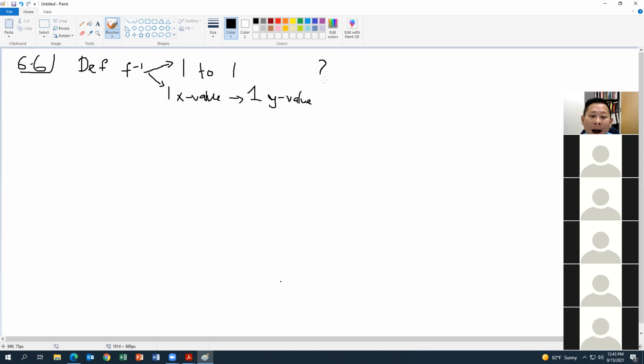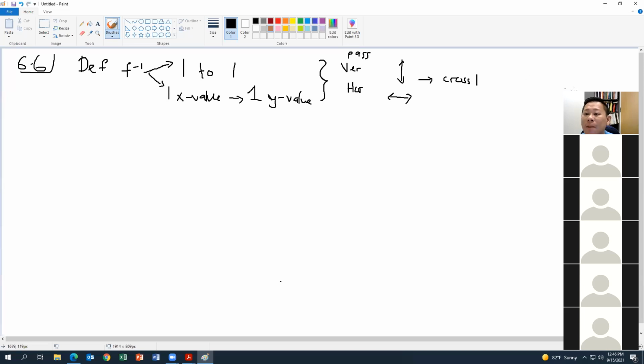This is the meaning of one-to-one when we have an inverse function. If you're talking about graphing, that means it has to pass the vertical line test, and it also has to pass the horizontal line test. Vertical means a vertical line like this, and horizontal means like this. When I say pass, it means that when you draw a vertical line and a horizontal line, it can only cross at one point.